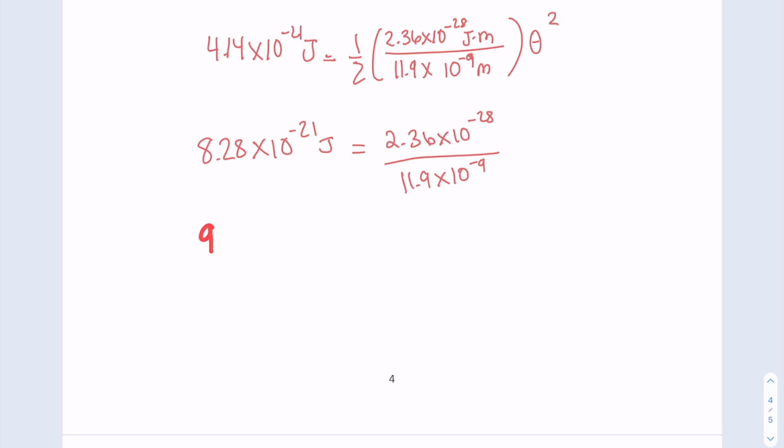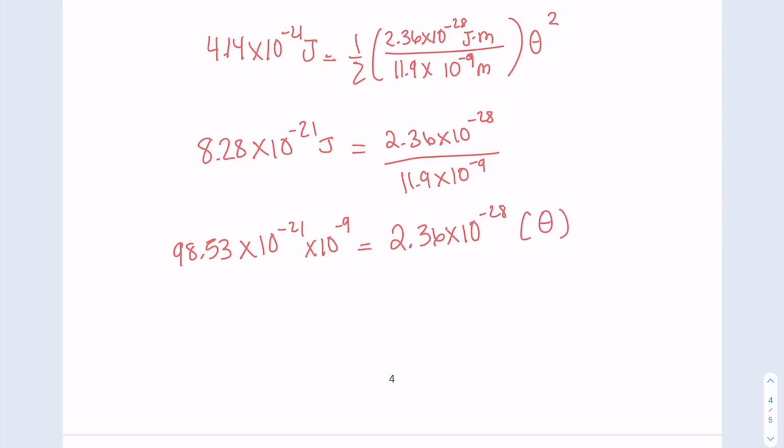It's like 98. This is going to be huge, but like I said, I've looked everywhere in my room for my graphing calculator and I can't find it. So roughly 98.53 times 10 to the negative 21 times 10 to the negative 9th. Yep, 98.532 times 10 to the negative 21 times 10 to the negative 9th. And then that should be equal to 2.36 times 10 to the negative 28, times our theta squared.